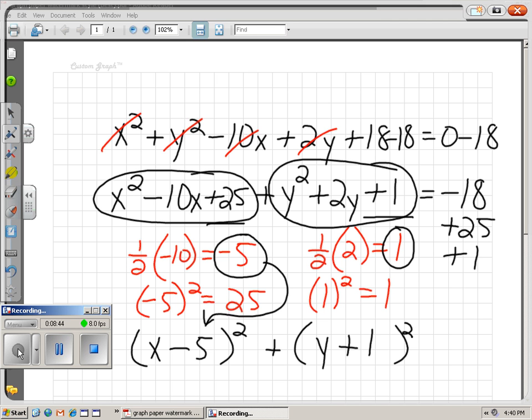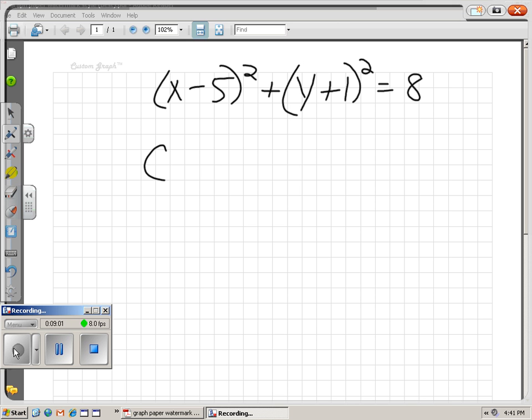We completed the square so that we could write the x term as something squared and the y term as something squared. Now let's finish our standard form over here. We got negative 18 plus 25 plus 1. That's going to be a positive 8.